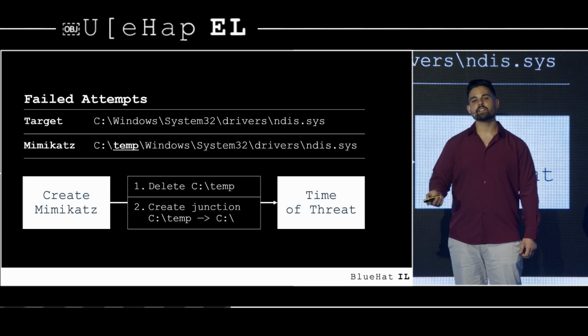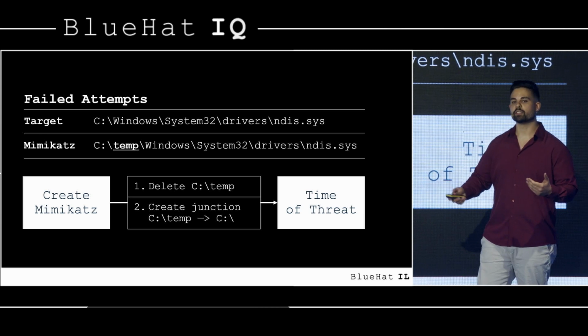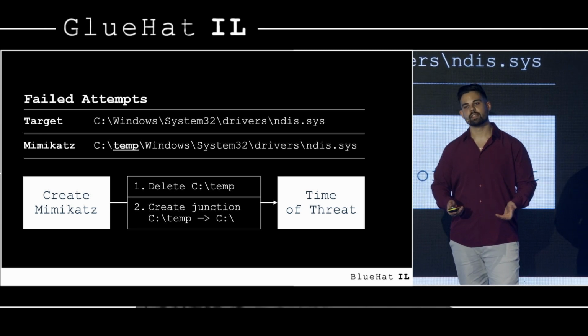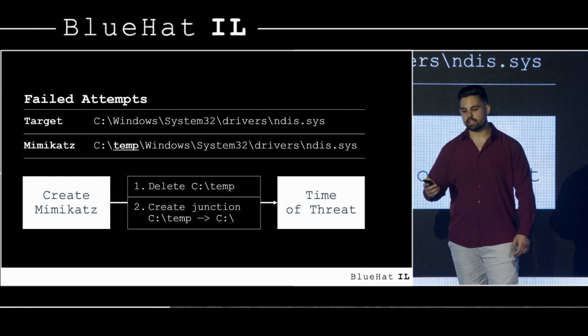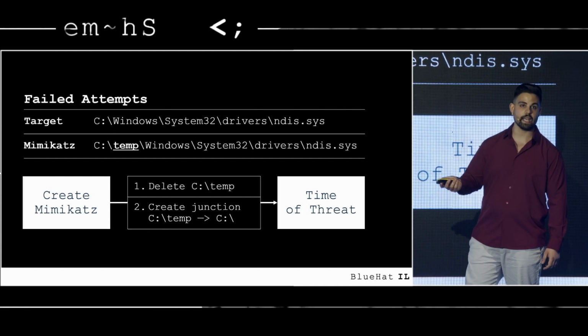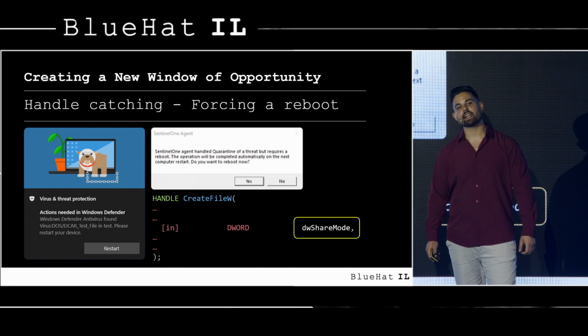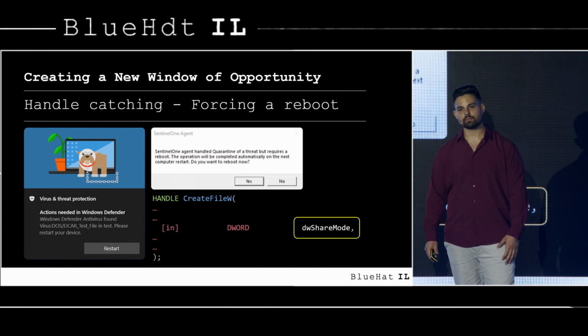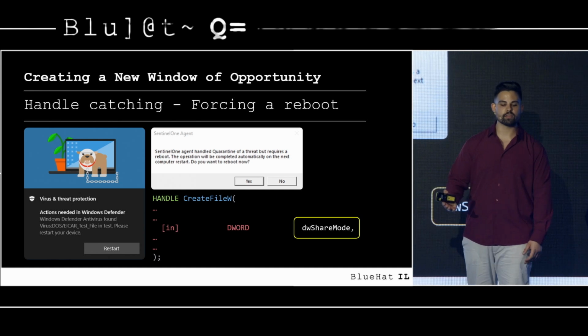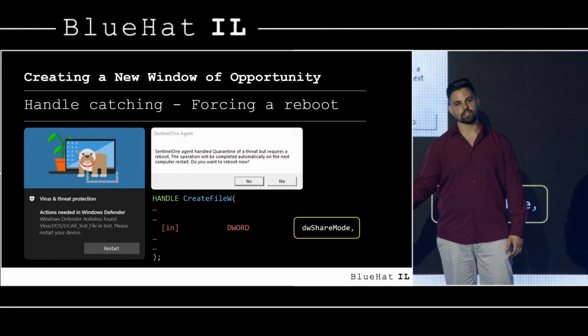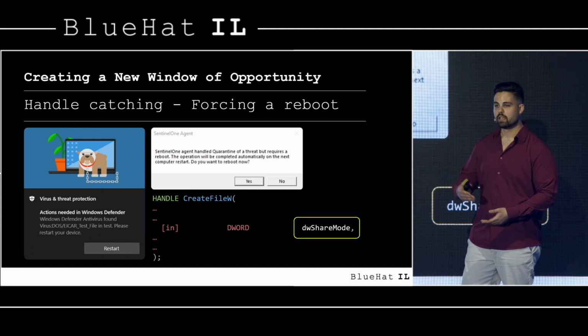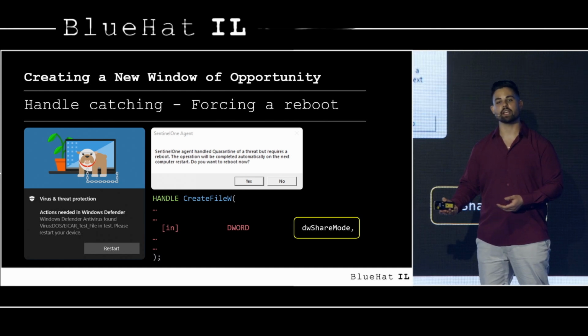So at this point, I understood that the potential gap that I imagined does not really exist, and so I had to expand or create it somehow. What I used is a technique called handle catching. Most of you probably know the CreateFile API function in Windows, which helps us get handles for files that we want to create or open.